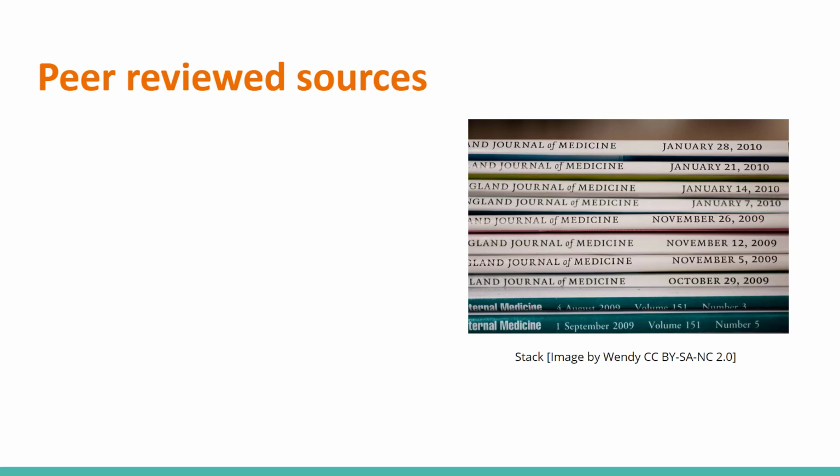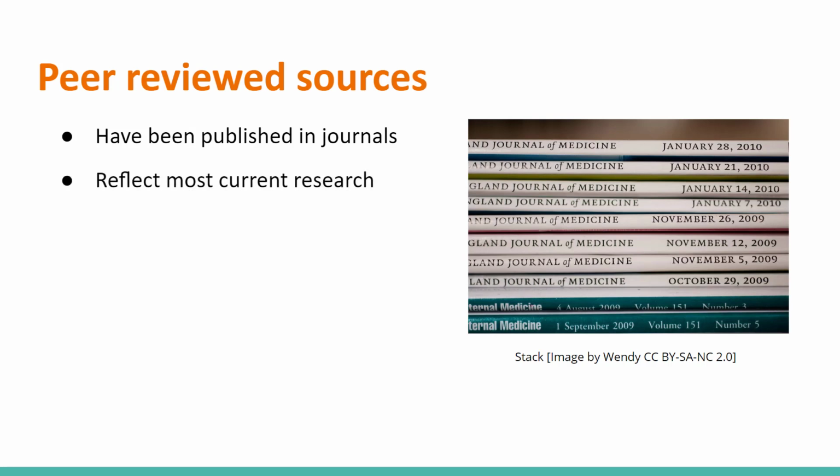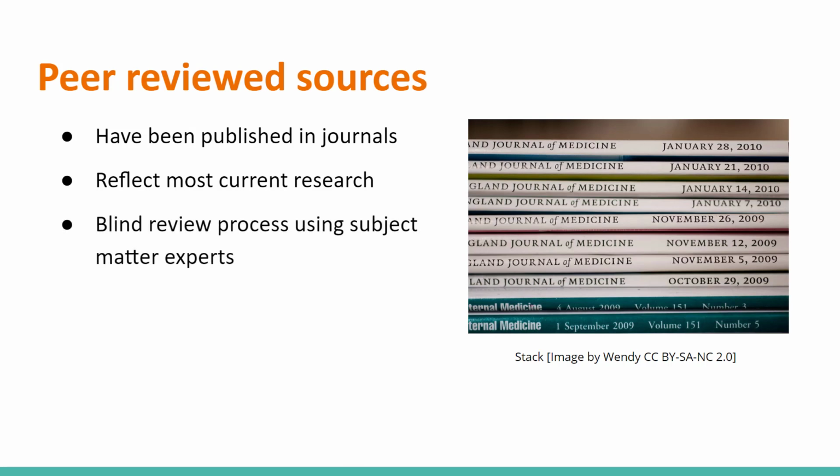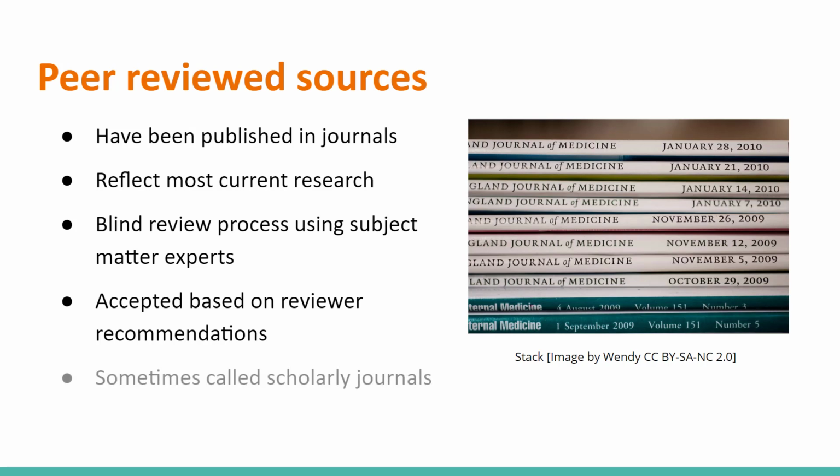I just want to say a few things about peer-reviewed sources. This is a term that you may or may not have heard before. Typically, peer-reviewed sources are those primary sources that have been published in journals. They reflect the most current research on a topic. These articles are subject to what we call blind review and are reviewed by subject matter experts, and they're only accepted for publication based on reviewer recommendations. You may have heard peer-reviewed sources sometimes called scholarly journals.